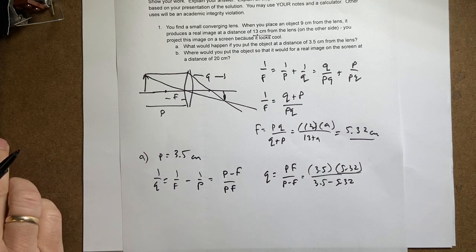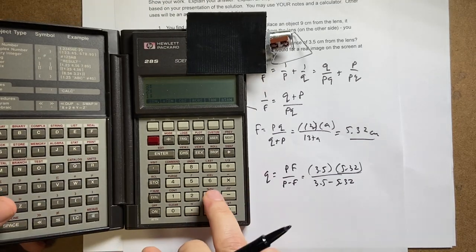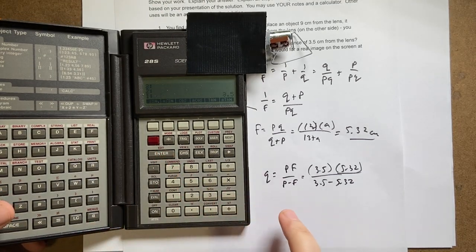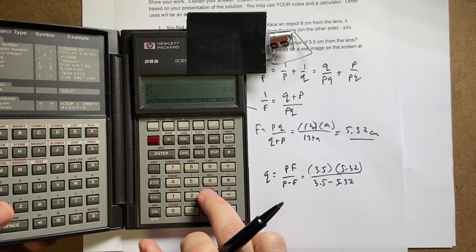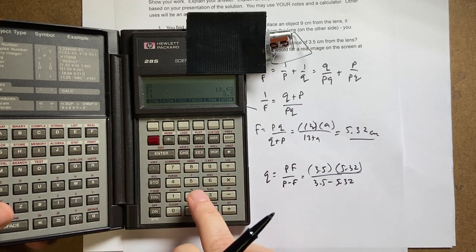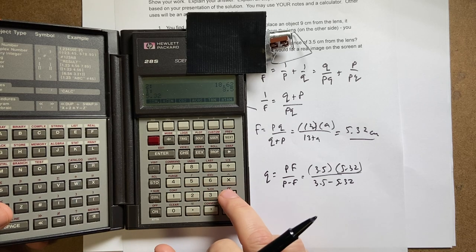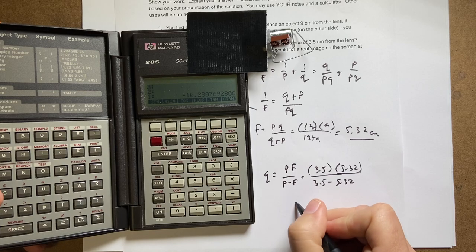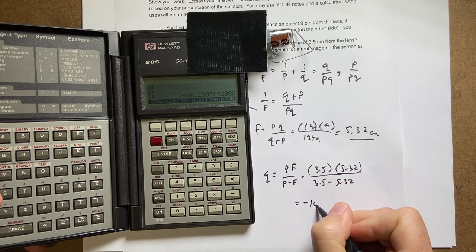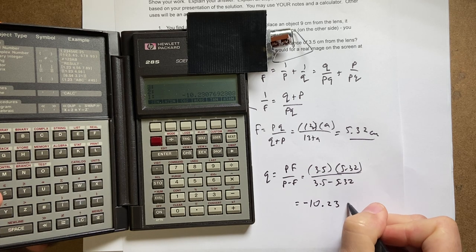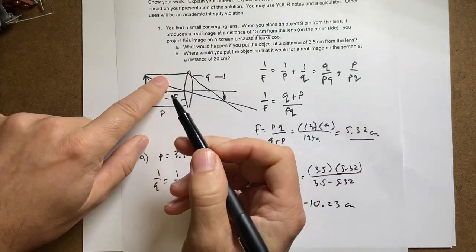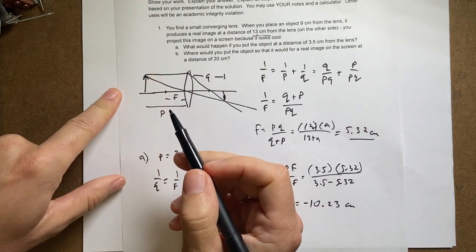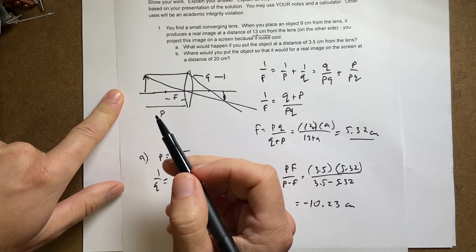So I'm going to put this in. I have 3.5, enter, 5.32 times 3.5, enter, 5.32. Minus, divided by, and I get an image distance of negative 10.23 centimeters. So the image is going to be over here on this side of the lens, and it's going to be virtual.